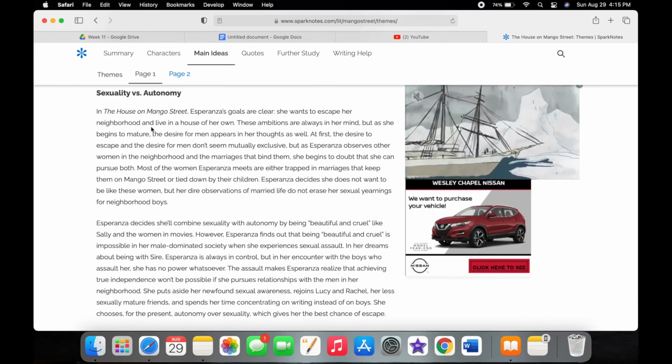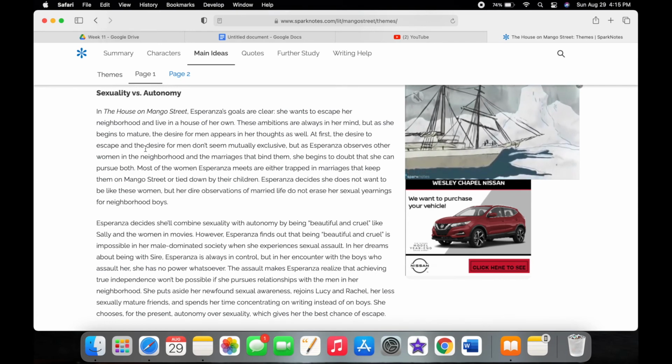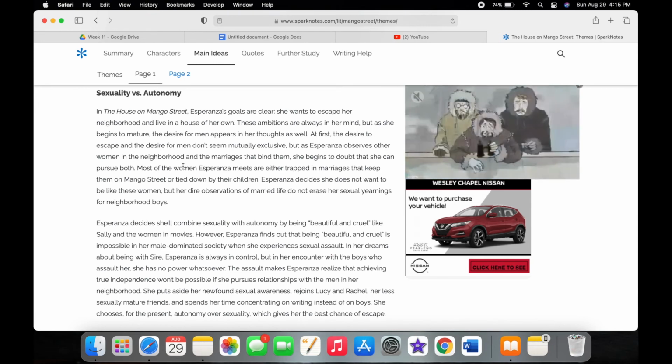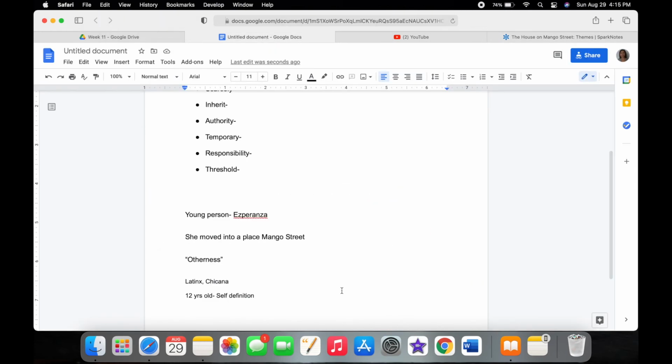So her goals are clear. She wants to escape her neighborhood and live in a house of her own. The desire to escape and the desire for men don't seem mutually exclusive, but Esperanza observes other women in the neighborhood and the marriages that bind them. She begins to doubt that she can pursue both. So she's kind of seeing the cultural divide between family, otherwise known as marriage, and having a home or buying a home.